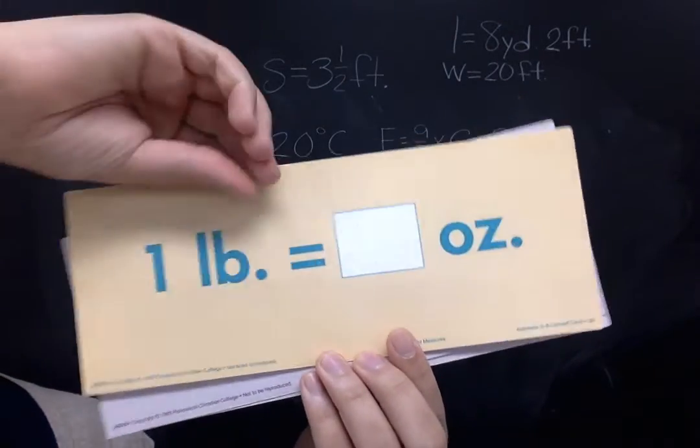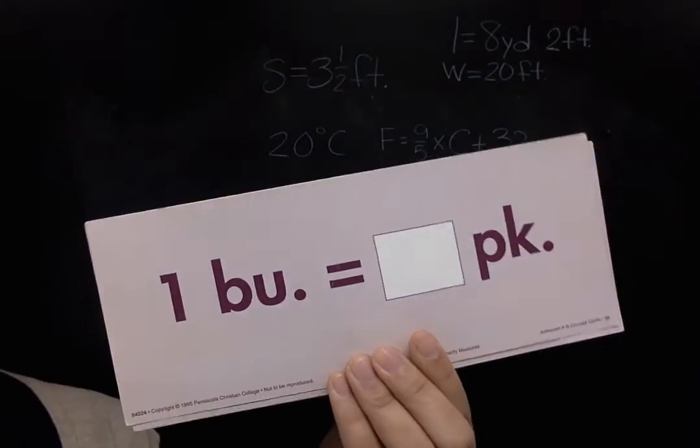1 ton equals how many pounds? 2,000. 1 pound equals how many ounces? 16. 1 bushel equals how many pecks? 4, and 1 peck equals how many quarts? 8.